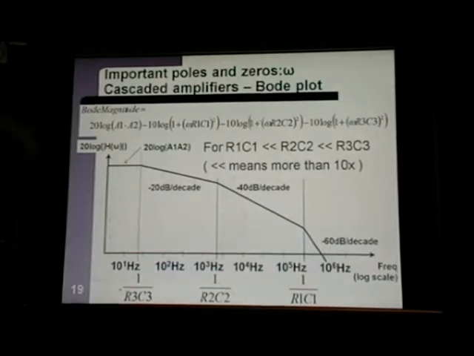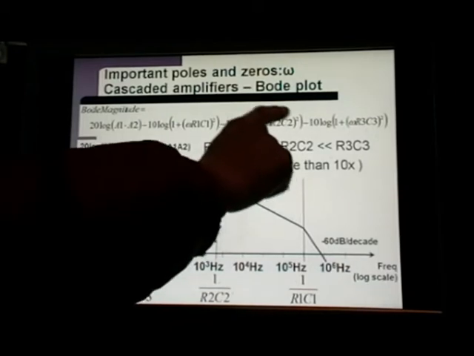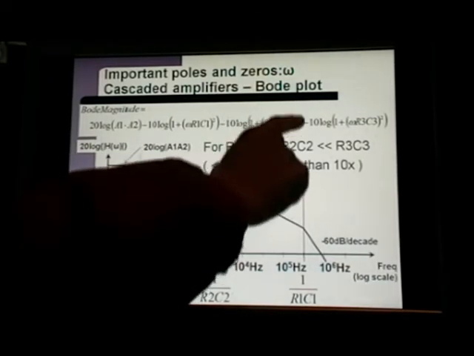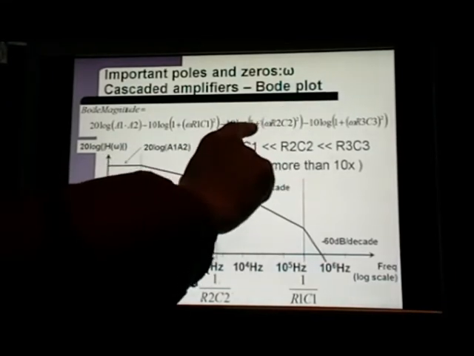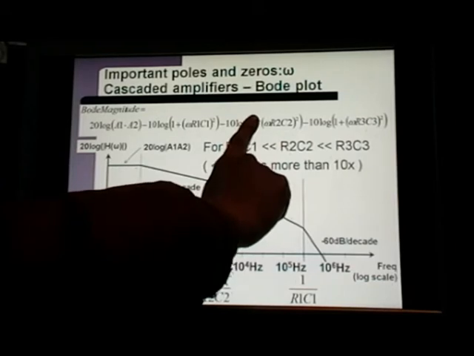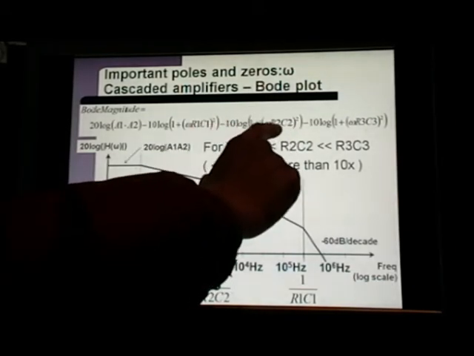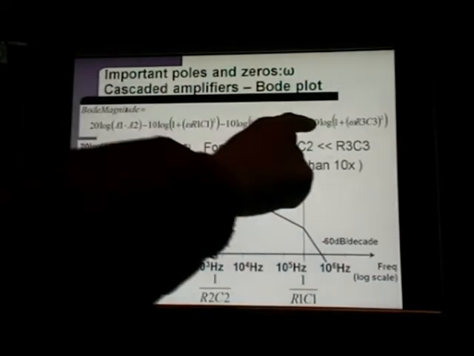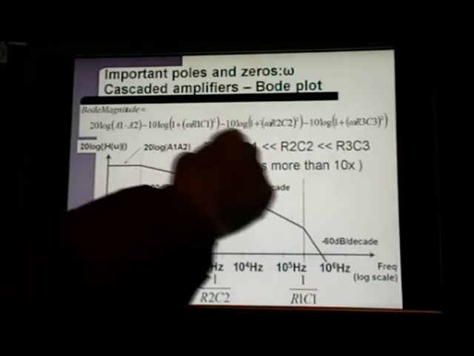All right, then a little while later, now omega gets big enough to make this term on the order of 1. And now you can't ignore this term anymore. And for the same reasons, when this gets bigger than 1, this just becomes omega R2C2. You can pull the 2 out and you have minus 20 log of omega R2C2, and that contributes another 20 dB per decade. This one's still contributing minus 20 dB per decade, but now you're adding an additional minus 20 dB per decade.